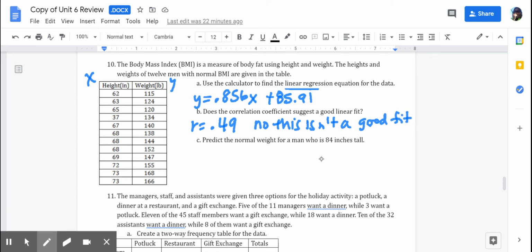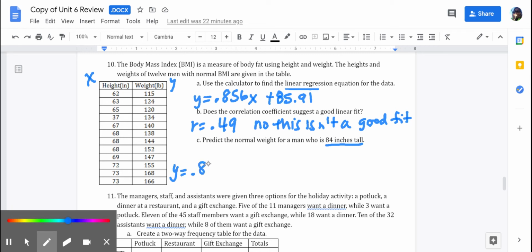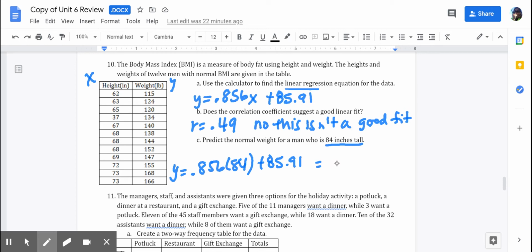So they want us to predict the normal weight for a man who's 84 inches tall. And again, inches is my x value, so I'm just going to plug it into the equation. So y equals 0.856 times 84 plus 85.91. And I find that the predicted weight is 157.81.